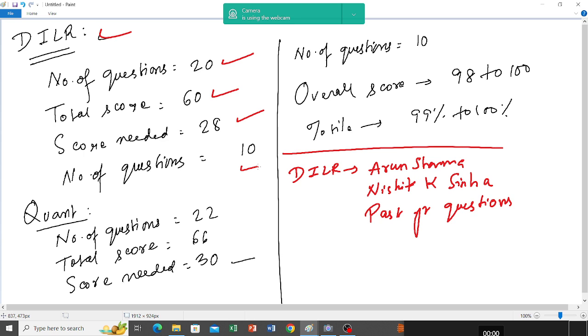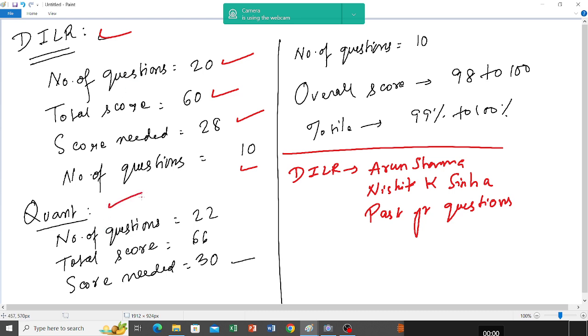Now remember, when I say 10 questions, that means the subparts. For example, for one paragraph there are 5 subparts, so 5 questions from there and 5 questions from another big paragraph. If you can make 10 questions correct, you can easily get 30, and that will help you fetch 28 easily. So that should be the strategy for DILR.